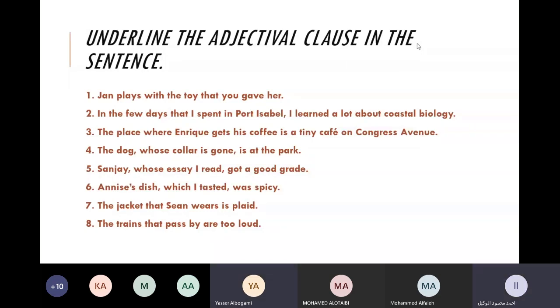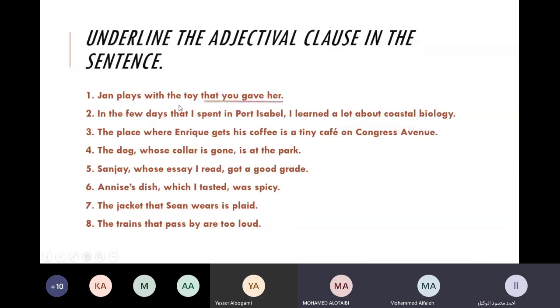Wait. Yes, I'm waiting. Clause, not word. Clause means the sentence, but one that doesn't give you full information. Teacher, I think with the toy. With the toy, I think. Okay, guys. No, teacher, I have the answer. Muhammad, yes? That you gave her. Bravo, that you gave her.